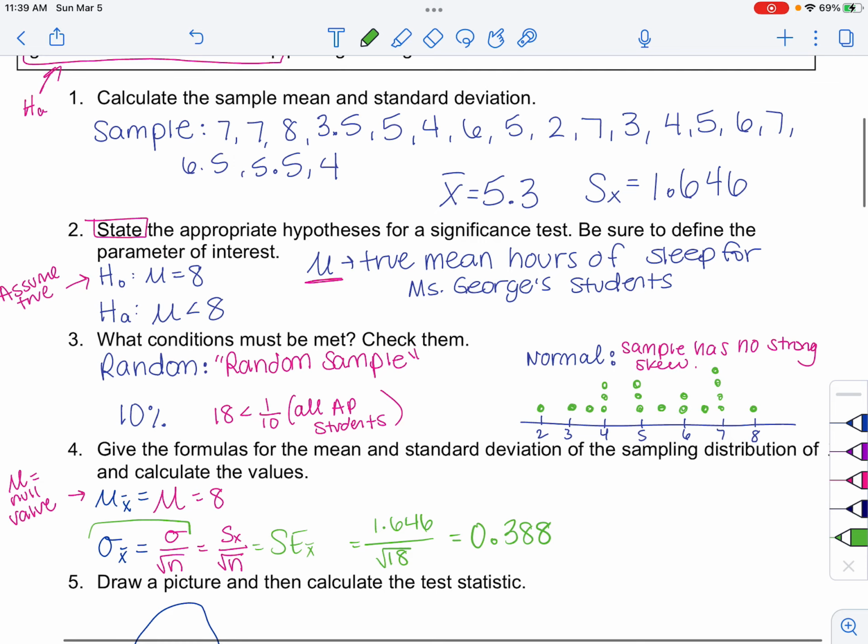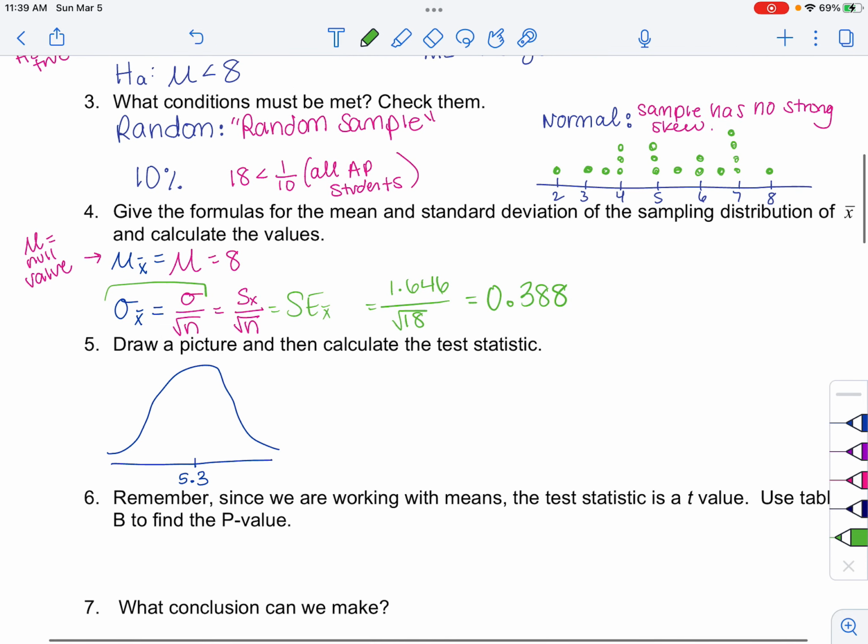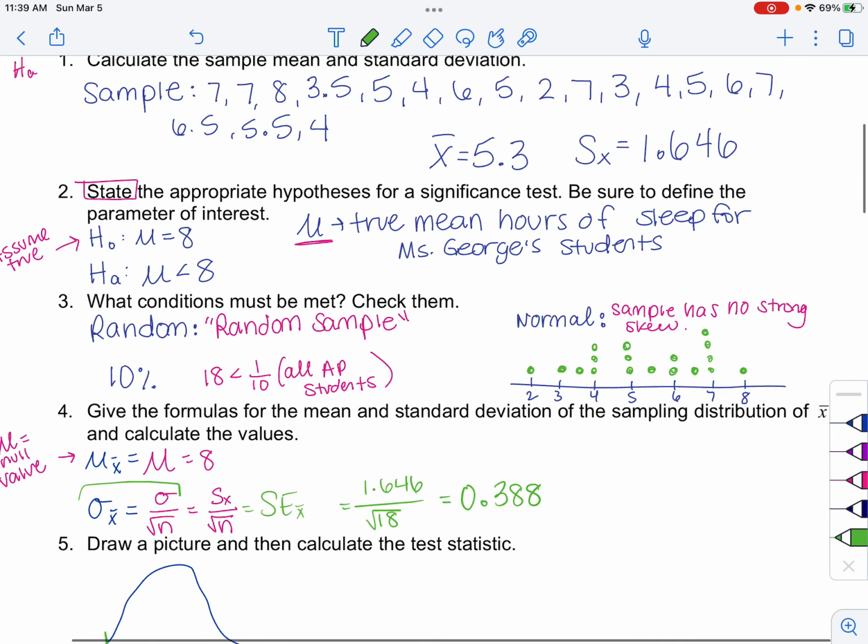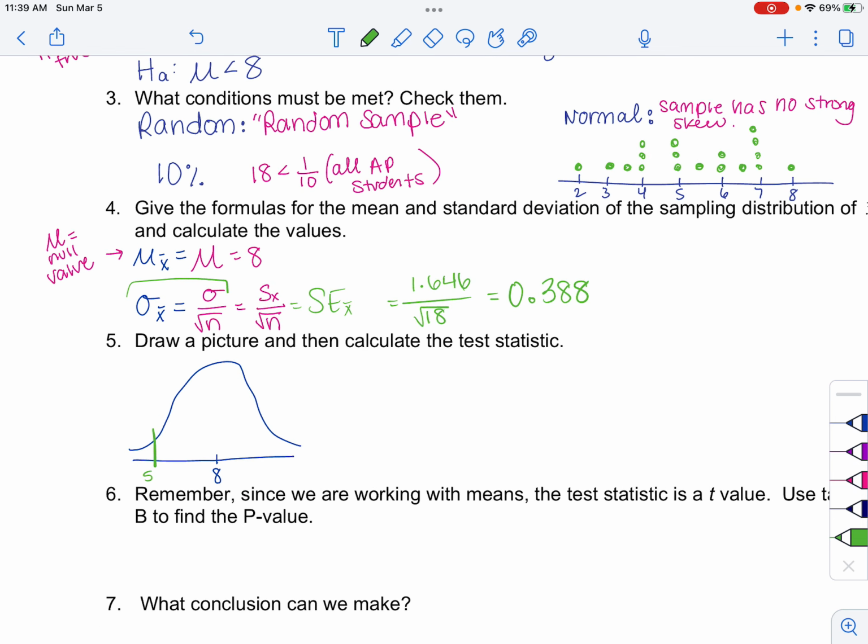All right, now we're going to draw a picture and find the test statistic. I've got my picture drawn. I need to still label it. The first thing that I'm going to label is, oops, I labeled this part wrong. It should be 8 in the middle because that's what we're assuming is true. And then I'm going to label my x bar. Our x bar was 5.3. Just double checking, which is less than 8. And then we're looking for 5.3 or less.